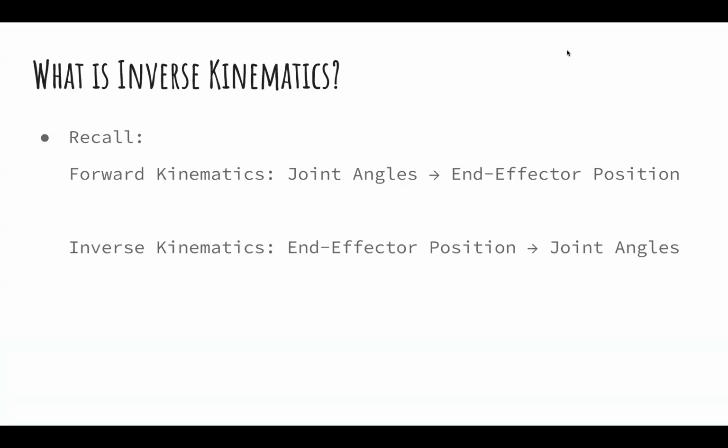What is it? Recall that when we did forward kinematics, we took our joint angles and tried to find our end effector position. With inverse kinematics, we have to find our joint angles, but we're only given our end effector position. So we're really going from our end effector to our joint angles.